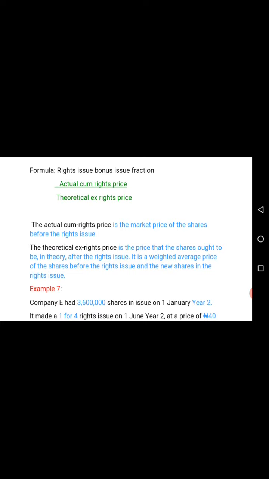And the theoretical ex rights price is the price that the shares ought to be in theory after the rights issue. It is the weighted average price of the shares before and the new shares. So you take the weighted average of the old shares and the new shares to get the theoretical ex rights price. That means what each share should be after the issue in theory.